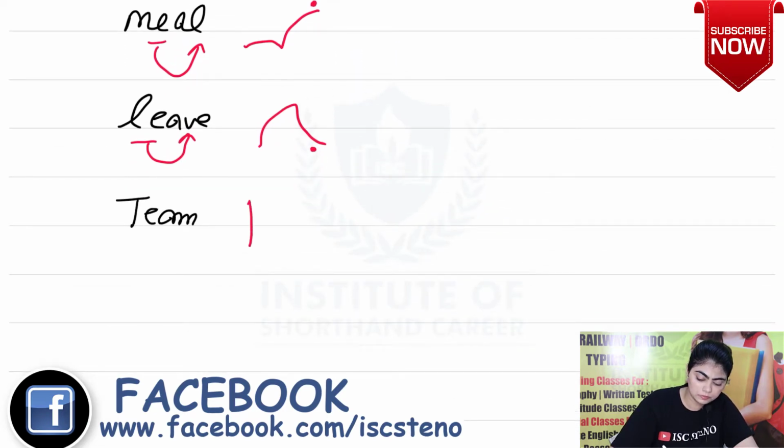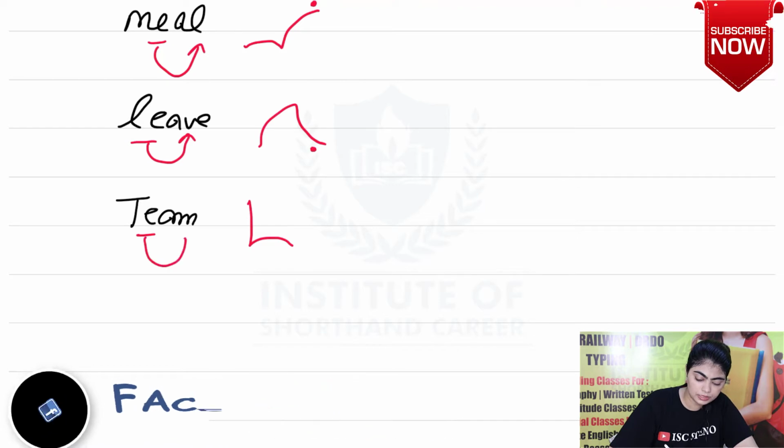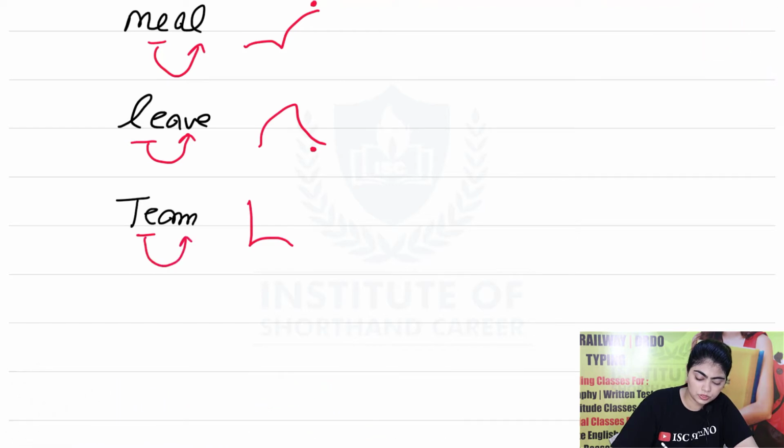Next is team. T and M. E is coming where? On M's third place. First, second, third, before M. It's placed here. Team.